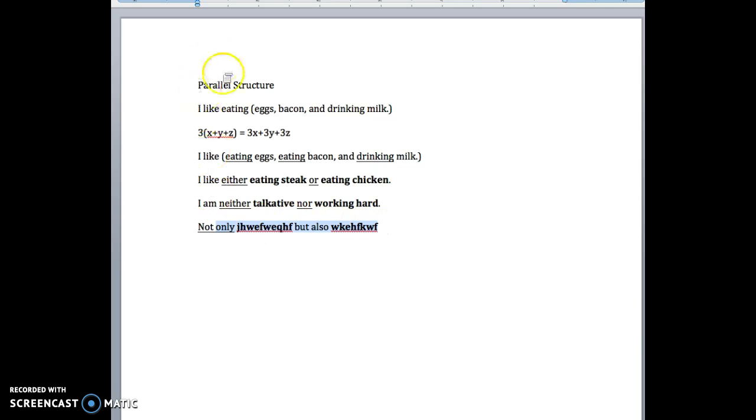All right. So summing it up, parallel structure is making sure that if you look at a sentence and see this equation, X, Y, and Z all are the same part of speech, and that you can distribute it and it'll make sense with each. I like eating eggs, I like eating bacon, and I like drinking milk does not make sense. With either or neither nor, or not only but also, you have to ask yourself the same thing. Is the word that's coming after each of those the same part of speech?